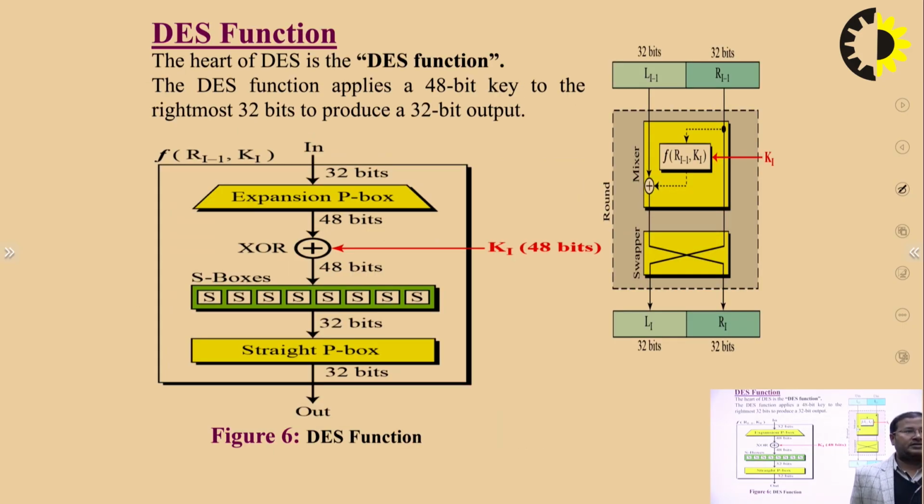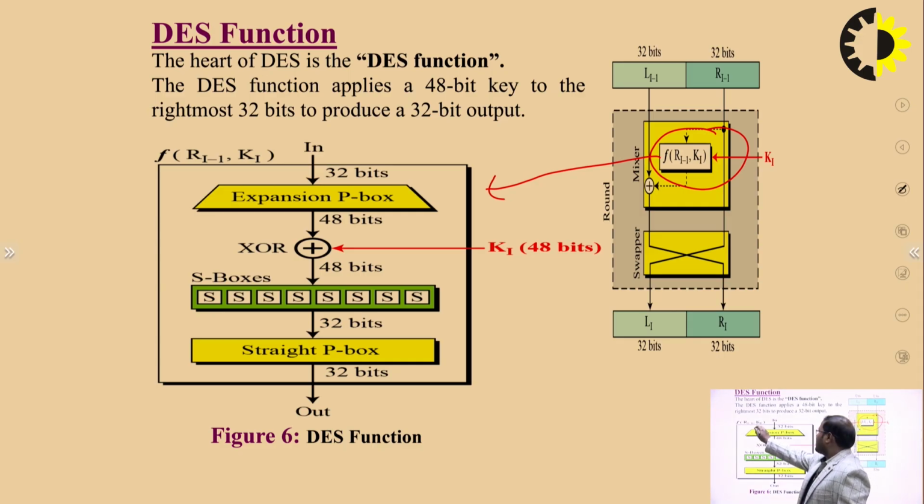Now, the DES function. The main thing in DES is the DES function. The DES function applies a 48-bit key to the rightmost 32 bits to produce a 32-bit output. So, here the DES function is explored.